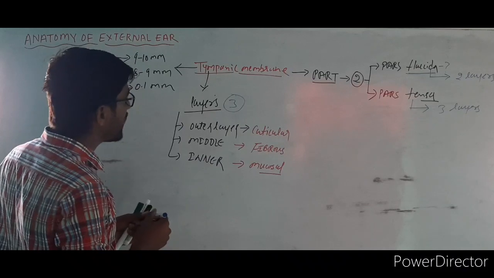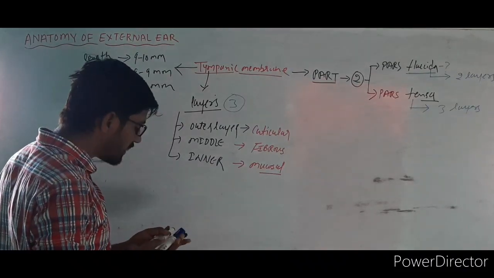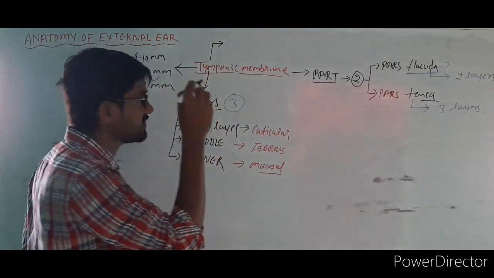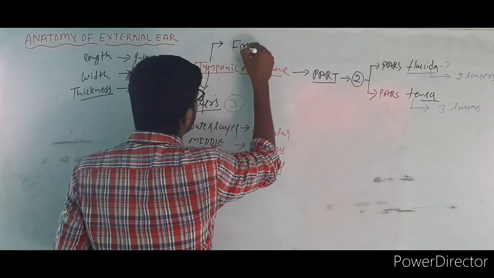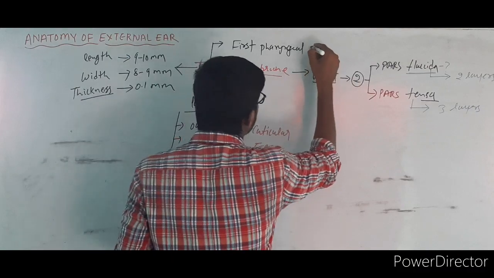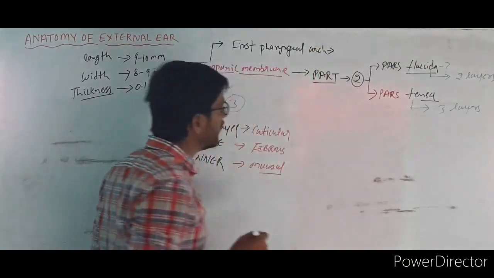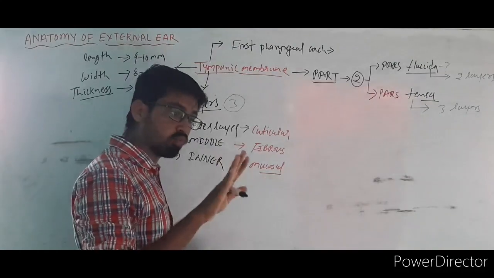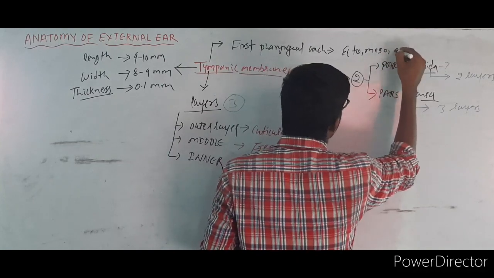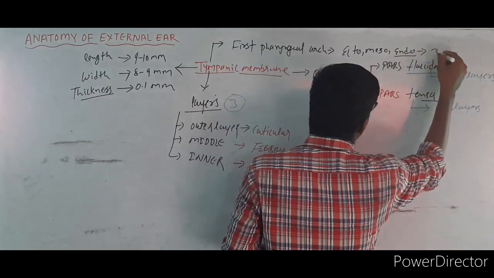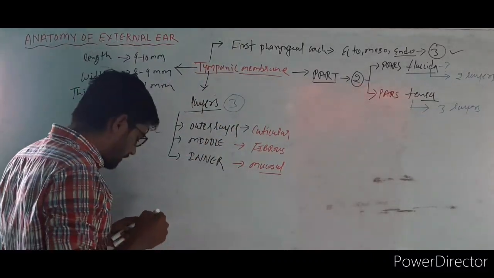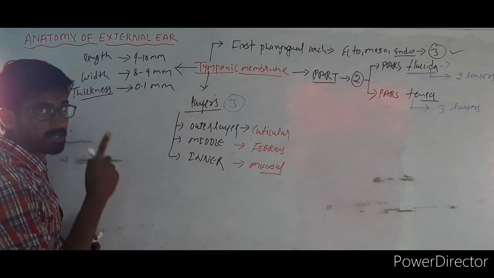Now quadrants. Before going on to the quadrants, can you tell me the embryology of the tympanic membrane? It arises from the first pharyngeal arch, and that is from the ectoderm, mesoderm, and the endoderm, all three germ layers. So first pharyngeal arch. Now we are going to discuss the quadrants of the tympanic membrane.